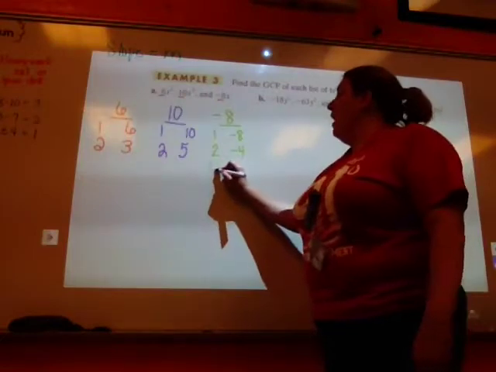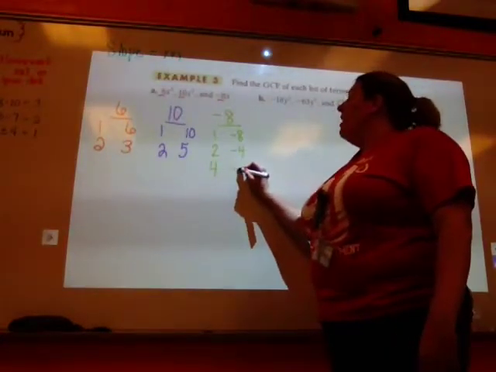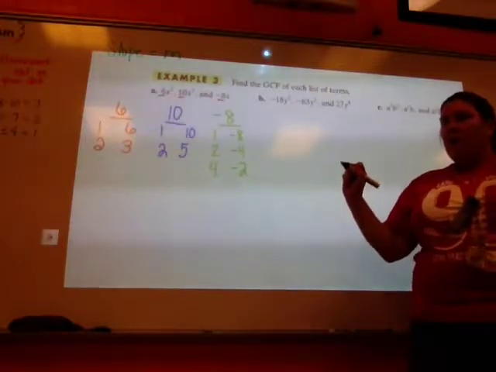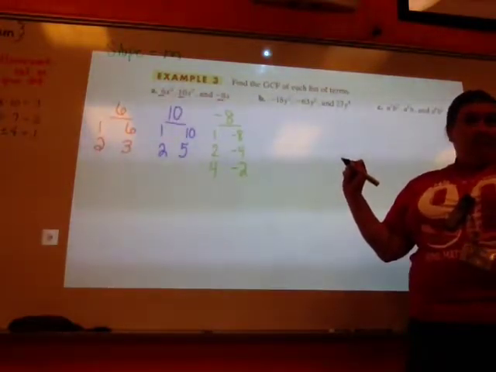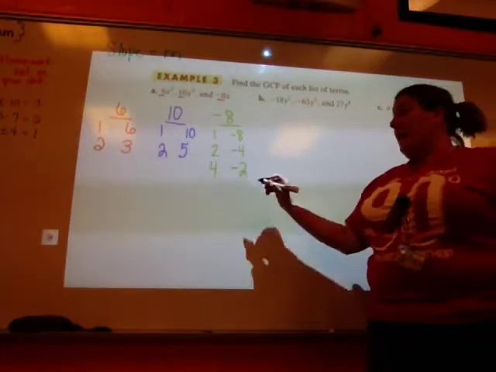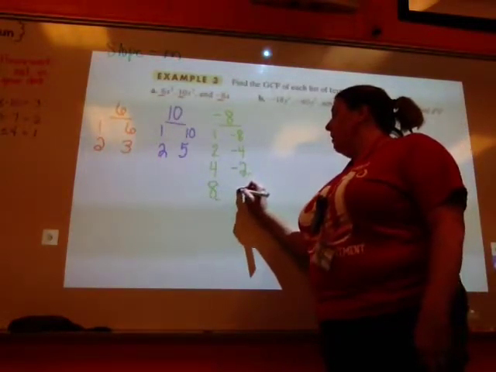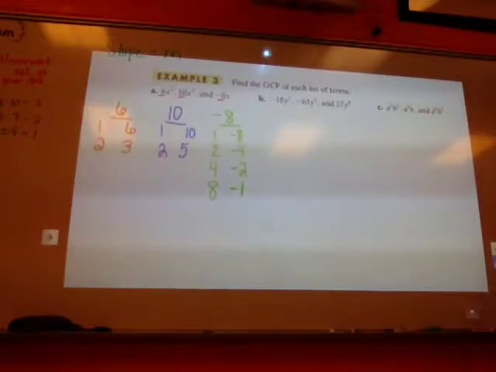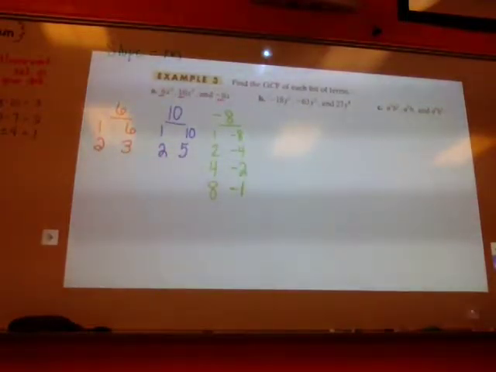Yes. 4 and what? -2. And then 5, 6, 7, 8. Yes. 8 and -1. Everybody agree that those are different sets of numbers? Everybody agree? So we have to put them both.